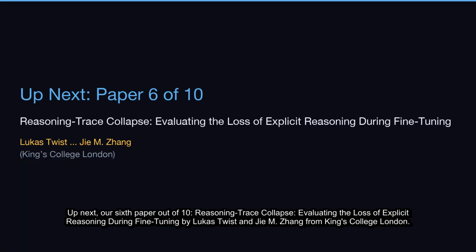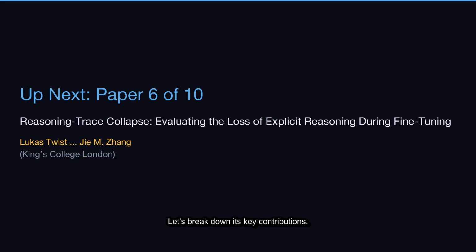Up next, our 6th paper out of 10, Reasoning Trace Collapse, evaluating the loss of explicit reasoning during fine-tuning by Lucas Twist and G.M. Zhang from King's College London. Let's break down its key contributions.